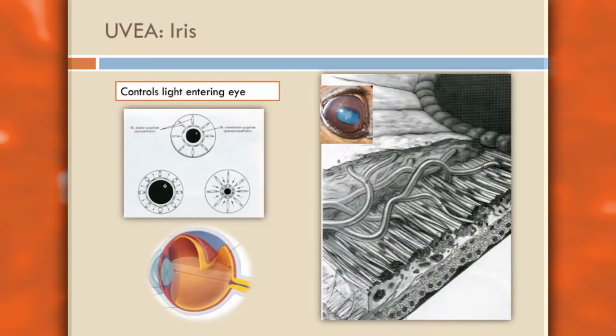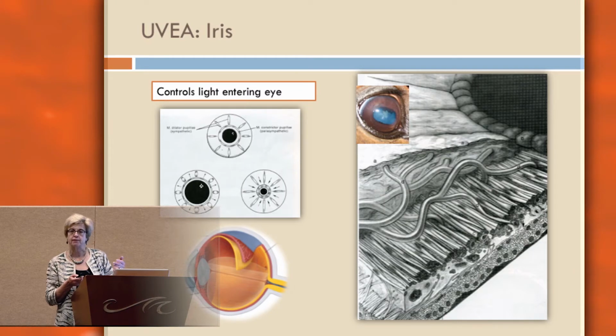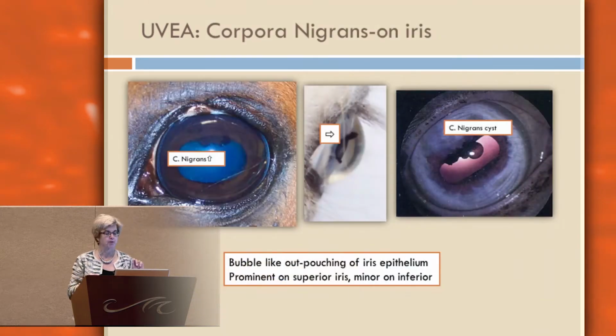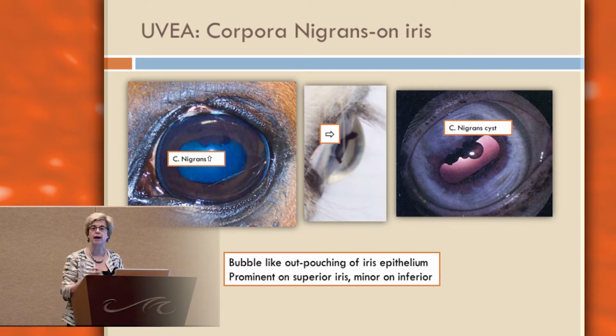The iris opens and closes like a camera. We all know that. Kind of an interesting thing is there's no epithelium on the front of the iris, but there's 2 layers of epithelium on the back of the iris. And that little pesky thing, the corpora nigrans, is actually a little bit of that epithelium that's crawled over from the back of the iris onto the front to form that little bubble or baseball cap.